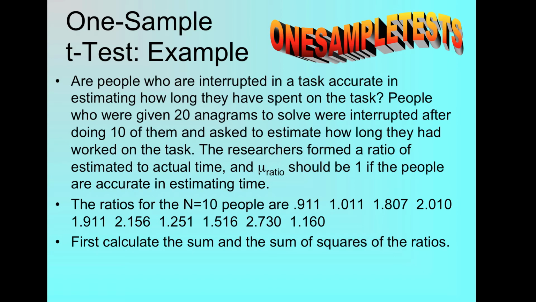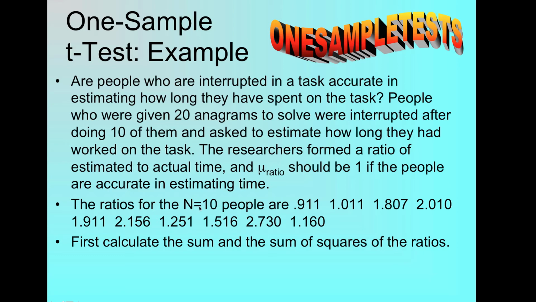So people who were given 20 anagrams to solve were interrupted after doing 10 of them, and they were asked to estimate how long they had worked on the task. The researchers formed a ratio of estimated to actual time, and the mu of this ratio, the mean, should be 1 if people are accurate in estimating time. It would be a 1-to-1 ratio. They would be estimating the same exact time as what they actually spent doing the task. But of course, it's probably not going to happen.